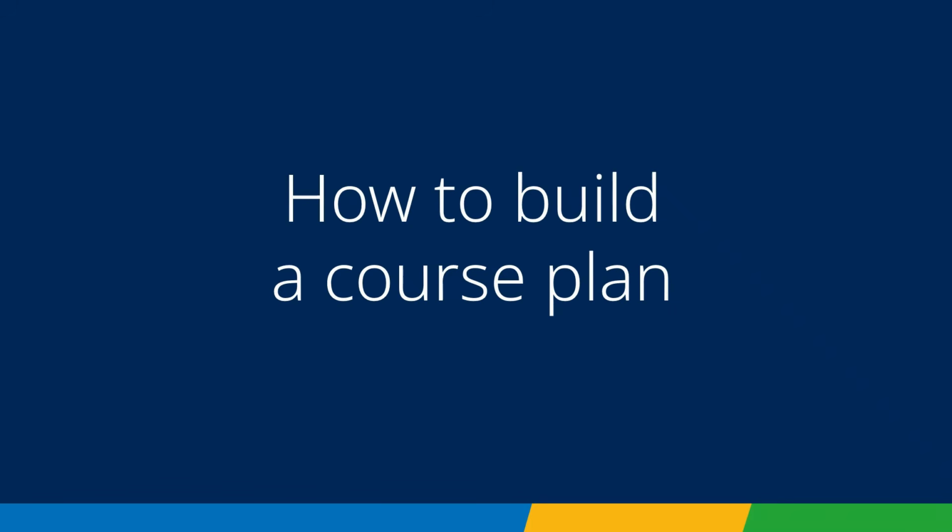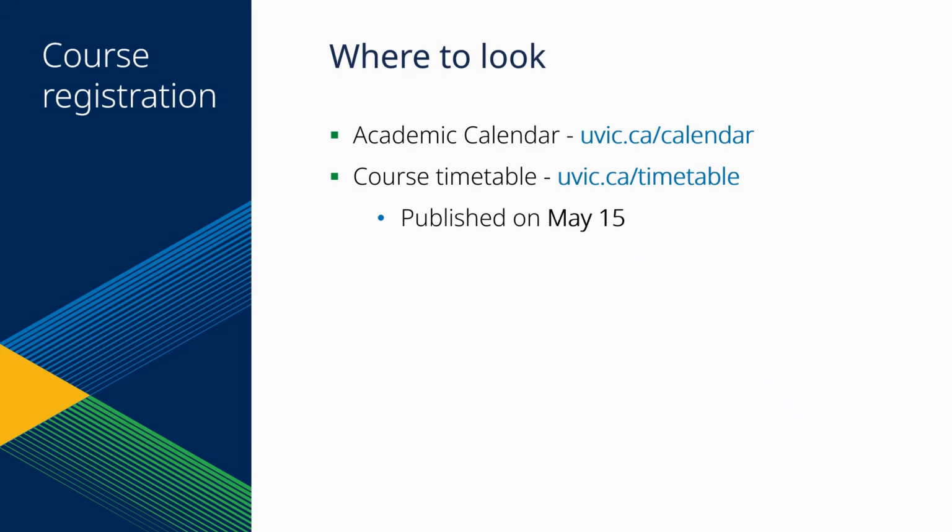So how do you build a course plan in advance of registration? Course information is available through the academic calendar, which displays program information, course descriptions, and course prerequisites or other enrollment requirements. The course timetable lists all the sections of a course per term, including when the course is offered, what format it is offered in, and how many seats are remaining.